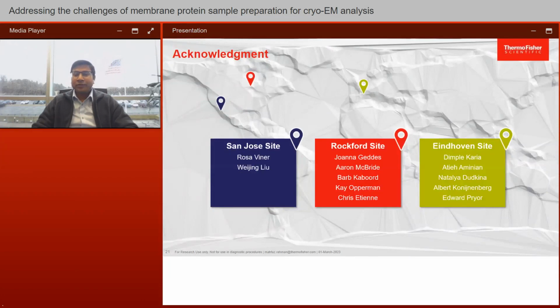The presented work was done in a collaboration between the Rockford, Eindhoven, and San Jose sites of Thermo Fisher Scientific. I am based at the Rockford site, and I would like to thank Joanna, Aaron, Barb, Kay, and Chris. All the microscopy work was done at the Eindhoven site. From that side, Dimple, Atia, Natalia, Albert, and Eddie were involved in this project. And thanks to Roja and Weijing from the San Jose site for mass spectrometry support.